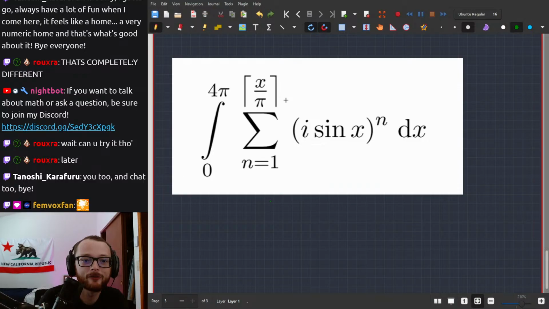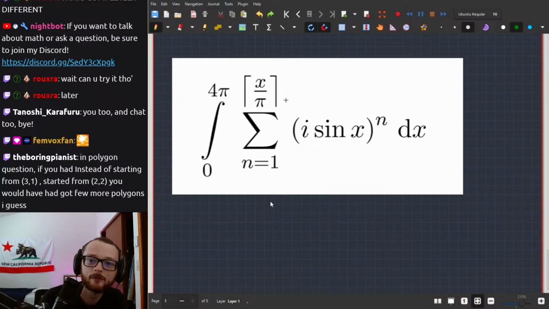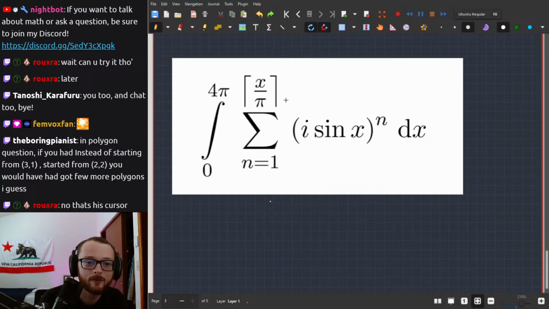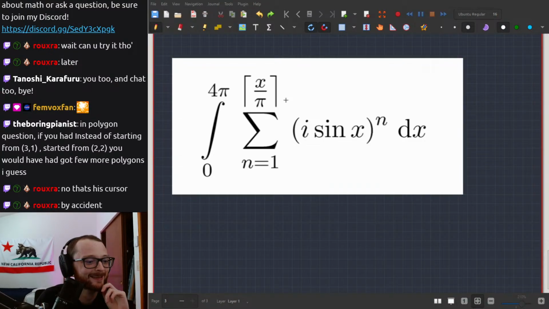What is the plus? Does that just mean we're taking the greatest integer instead of the least integer? That's his cursor. Oh my god, okay. Well, we'll try to think about that later.